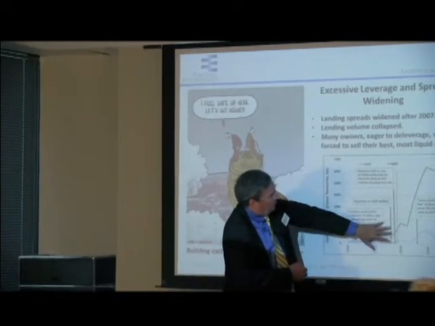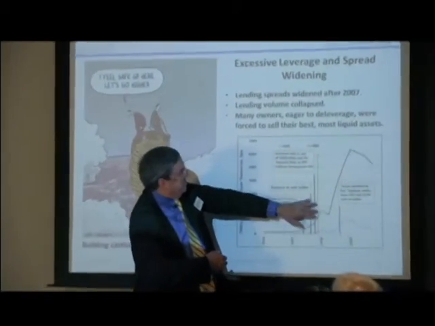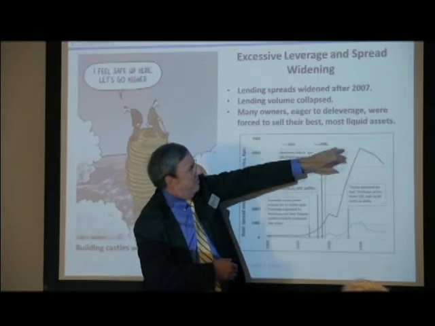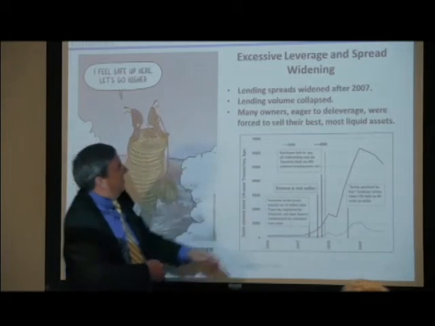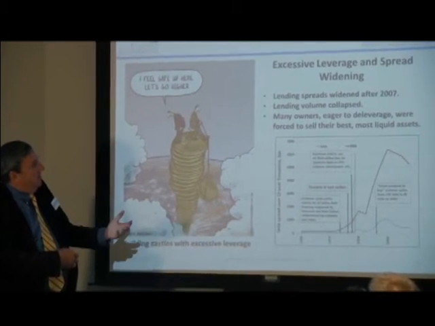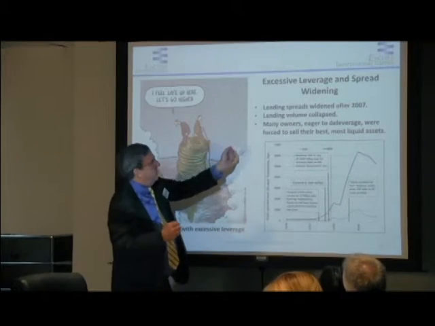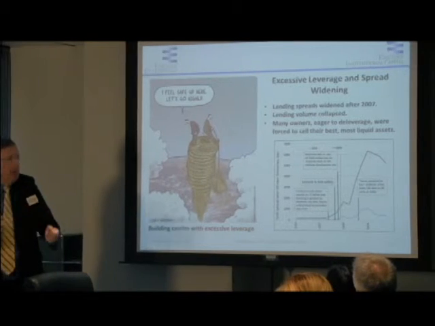in 2008, the spreads opened up. This is the spread on AAAs, but look what happened to triple Bs. That's the lowest investment grade credit rating. Look at that. And Encore is a net seller. Lending volume collapsed, spreads opened up, and many owners eager to deleverage were forced to sell their best and most liquid assets. And it created a cascading effect.